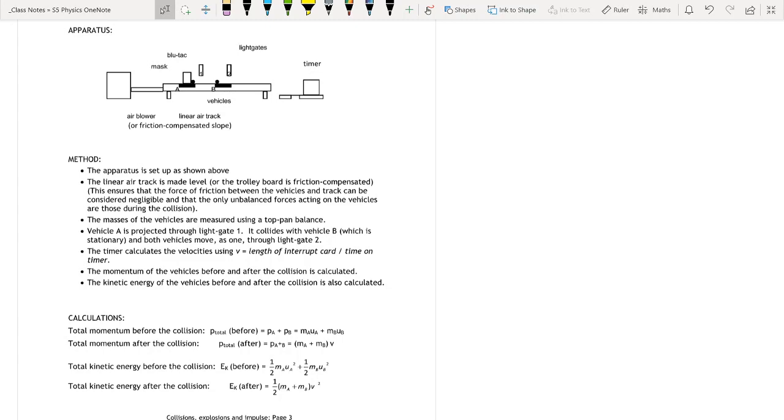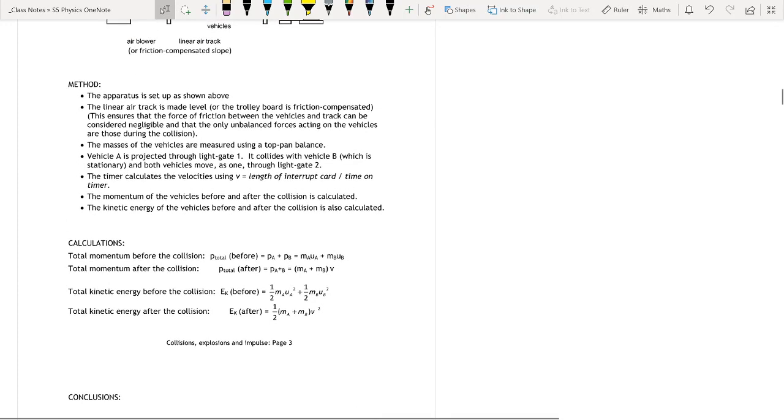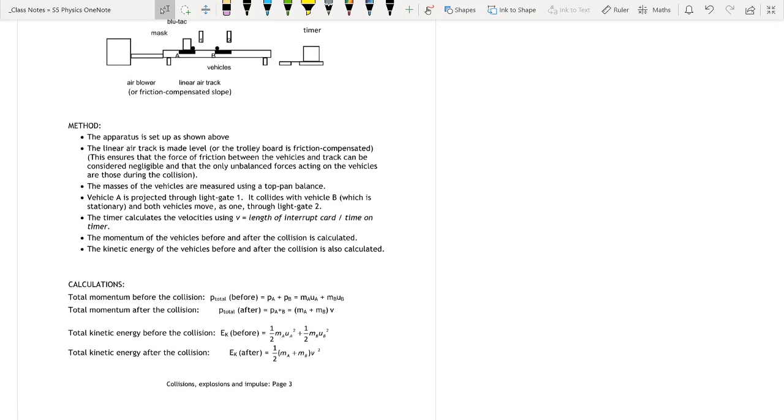So the calculations you would use are these. The total momentum before the collision will be the momentum of trolley or cart A plus the momentum of cart B. So mass times the initial velocity of cart A plus mass times the initial velocity of cart B. And then afterwards, because they stick together, they are now moving as one. So momentum afterwards is mass times velocity, but that combined mass times the velocity that they're moving off at. You can, of course, treat them separately again, you would still get the same answer.